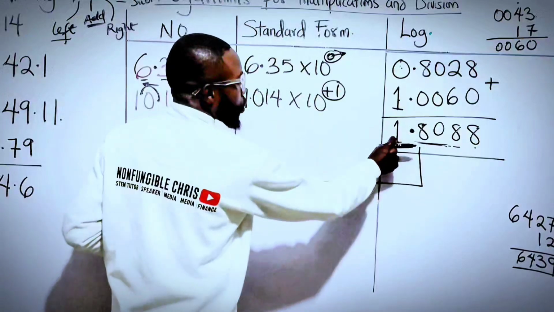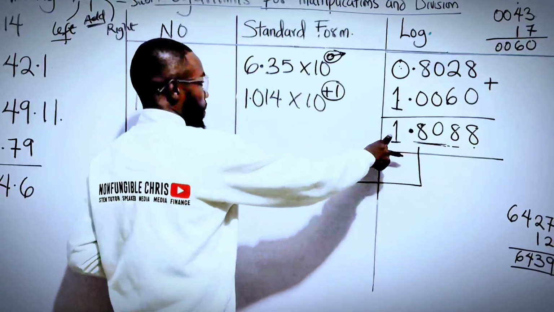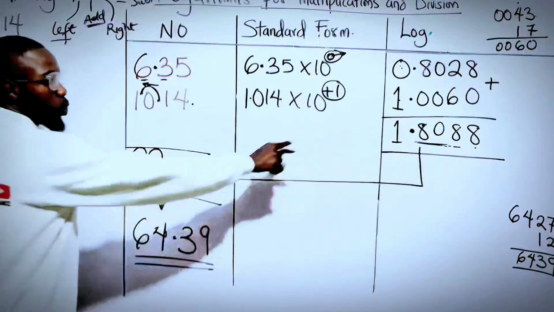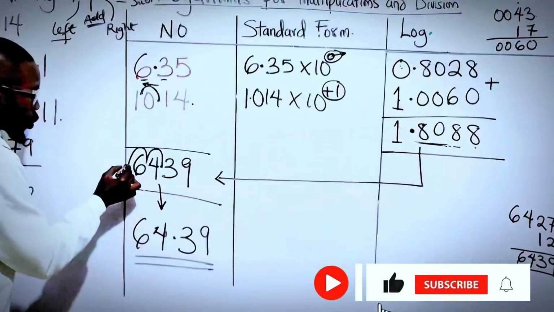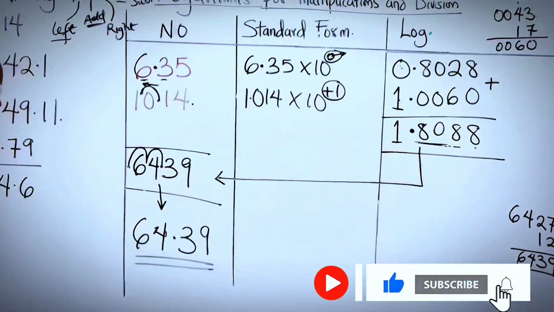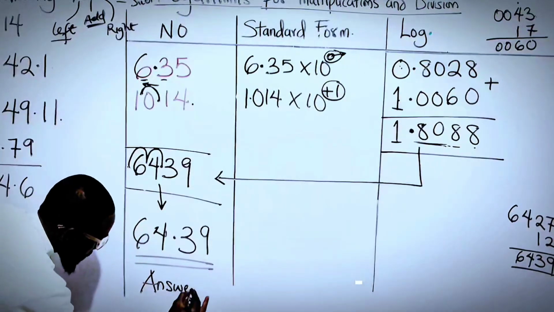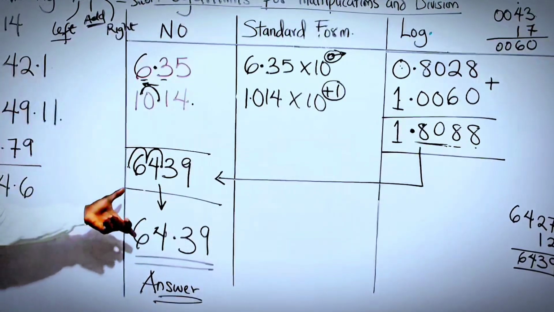Next, add 1 to whatever number is in the characteristics here. Add 1 to it, then move the number of times you have there. If we add 1 here, it becomes 2. It means we're going to move 2 times here. That gives us 64.39 as our answer. I hope this is helpful to you.